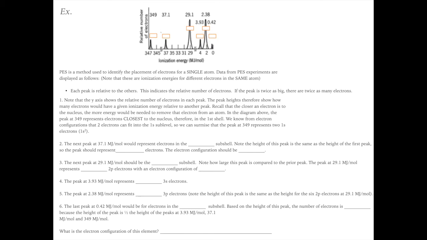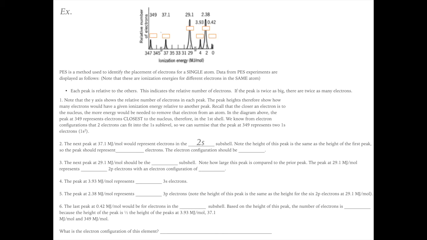And so if you notice, at 349, that represents the electrons that are closest to the nucleus, while the 0.42 and the 2.38 are much farther away from the nucleus. And so as a result, we know that the 349 peak, that first peak on the left-hand side, is going to represent 1s2. Because remember, 1s is the orbital that is closest to the nucleus, so we know that it's going to be 1s2.